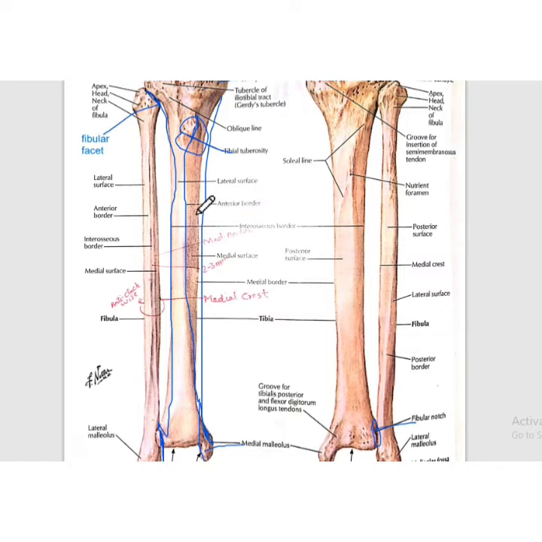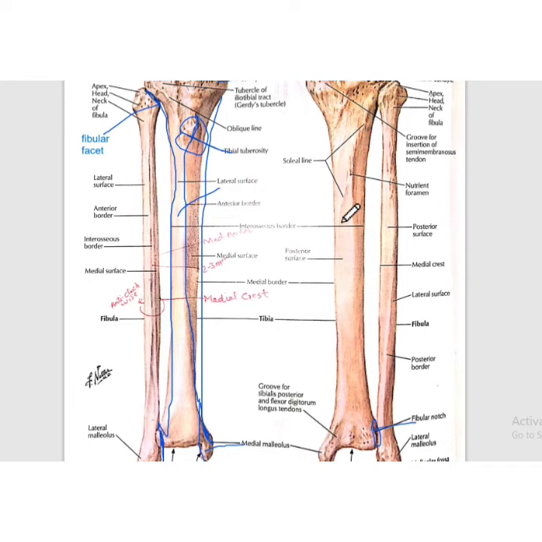And there are three surfaces which are present between these three borders. The surface which is present between the anterior border and medial border is named as its anterior surface. And the surface which is present between its lateral border, or interosseous border, and anterior border is named as its lateral surface. And the third and its largest surface is present between its medial border and lateral border.